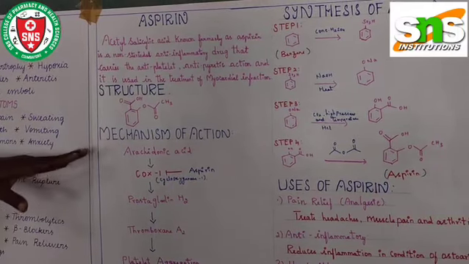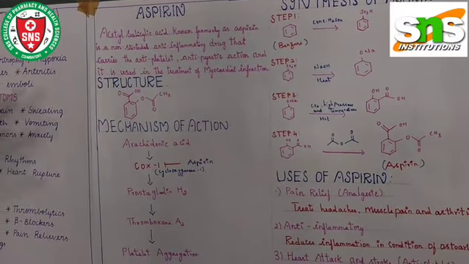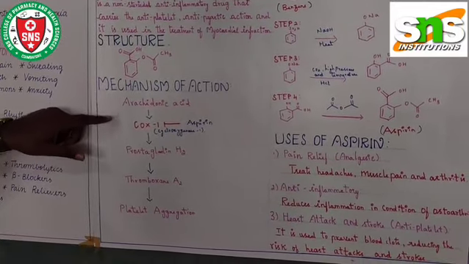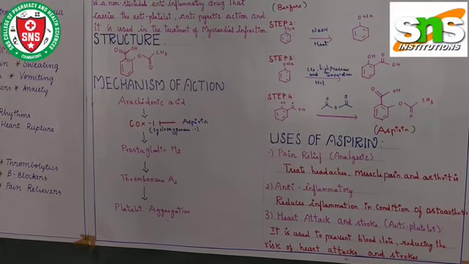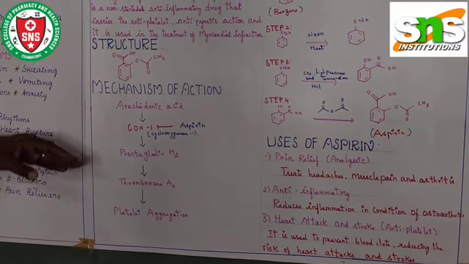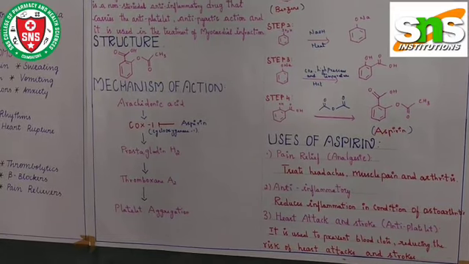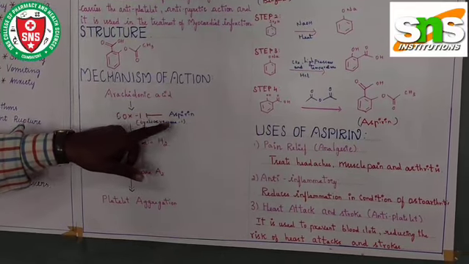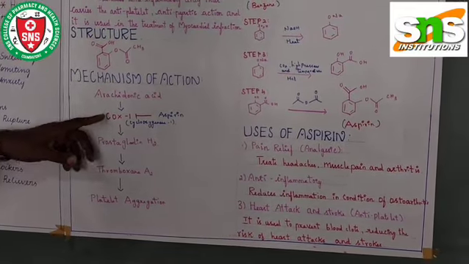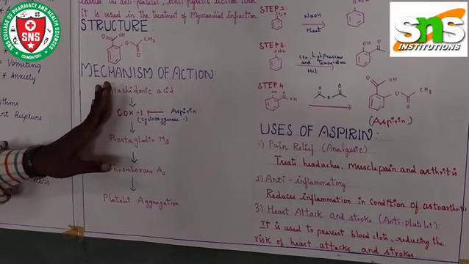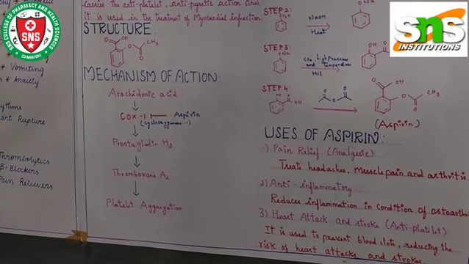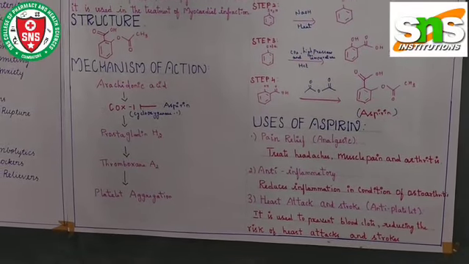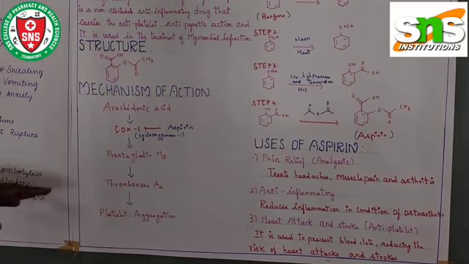And what is the mechanism of action of aspirin? First, arachidonic acid is catalyzed by the enzyme cyclooxygenase 1 and converted to prostaglandin, which is carried down to thromboxane A2, which then leads to platelet aggregation. So here the aspirin, that is our drug, will act on the cyclooxygenase enzyme, in short known as COX. So aspirin will act on this COX enzyme and produce its action.